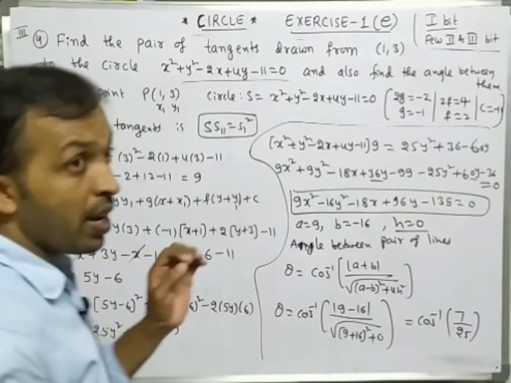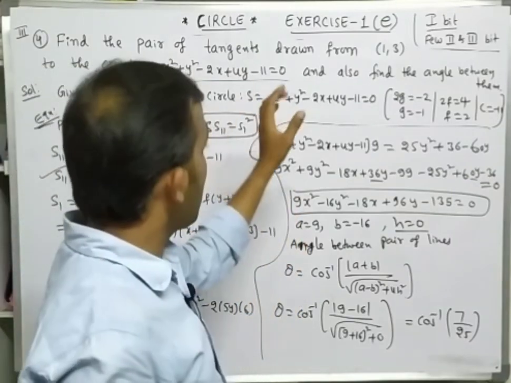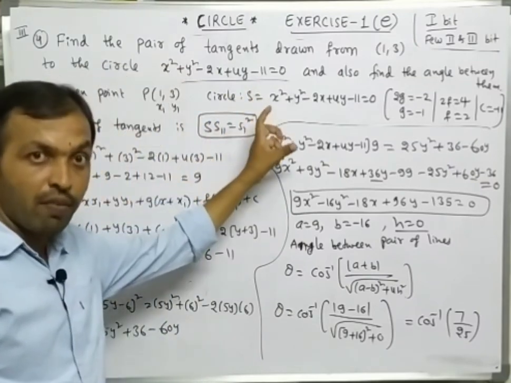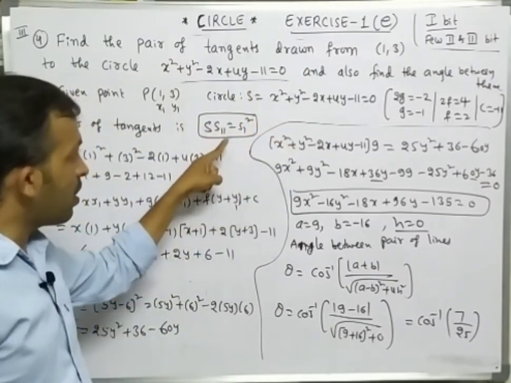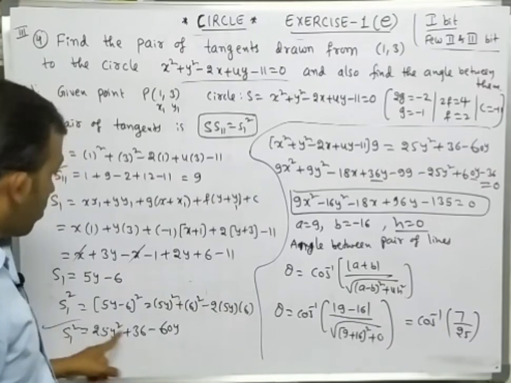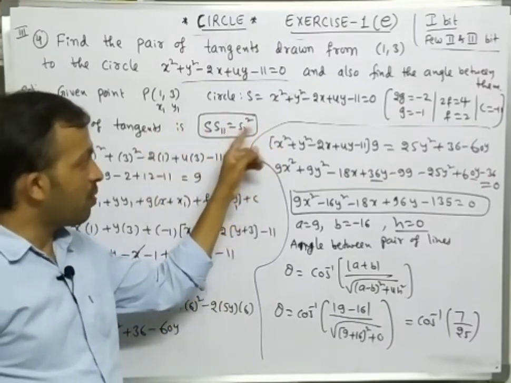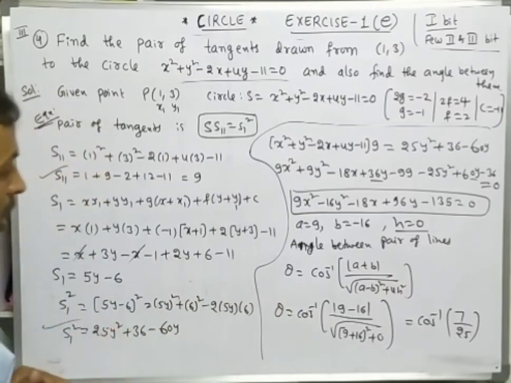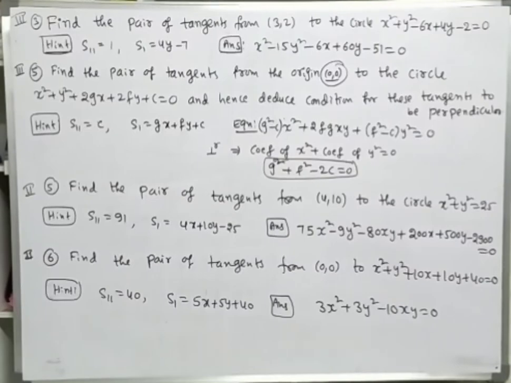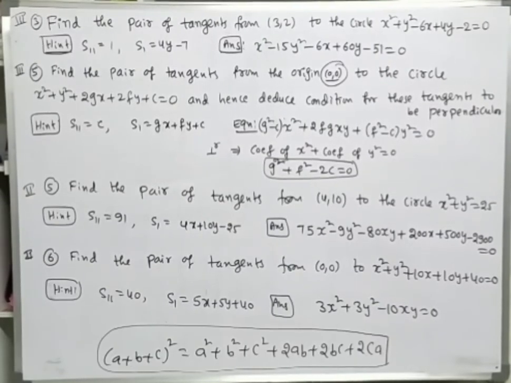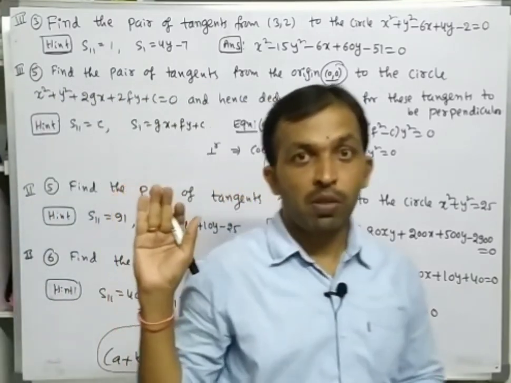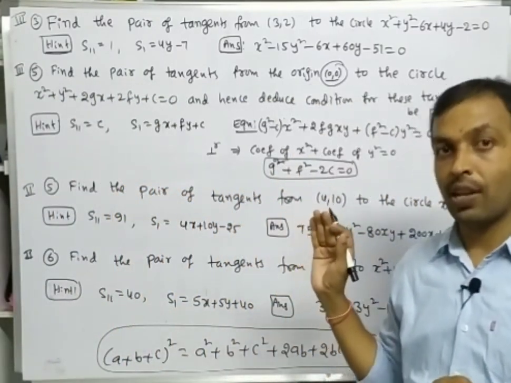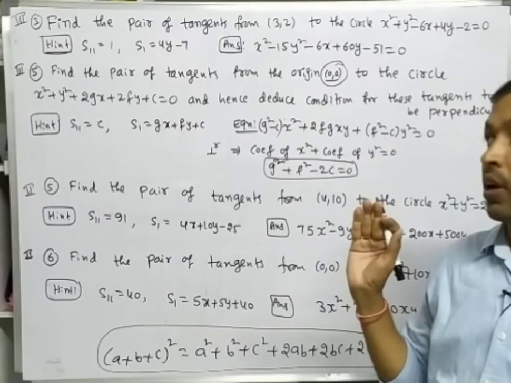So to find the pair of tangents, write the equation S, find S11, find S1 square, okay, then substitute in this one and simplify, you will get the equation. Additionally, it is asked that angle between those two lines. These are the similar problems to pair of tangents. S into S11 is equal to S1 square.